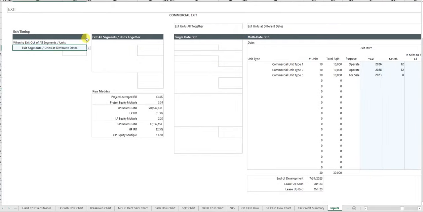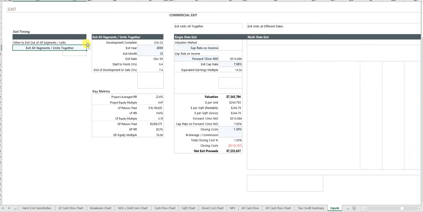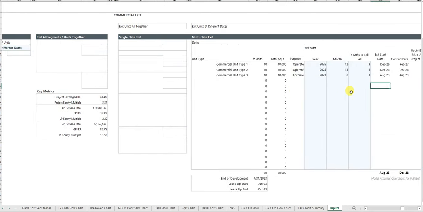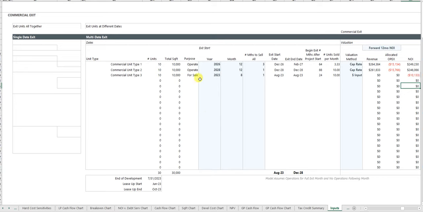Here are the exit inputs, and I could do exiting all the units at once, in which case this section here comes alive, but I'm going to show you exiting the segments at different times, in which case this goes to sleep, this comes alive. On the commercial side, I can say unit type 1, I want to exit out in 2026. Type 2, I'm going to hold till 2028. And the for sale, I'm going to exit out right as I finish development. And so maybe those take 3 months to sell, all 10 of them, and the model knows the dates.